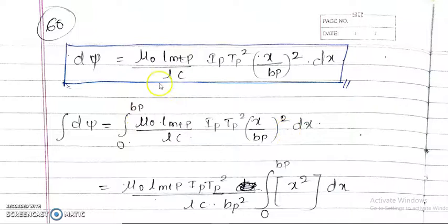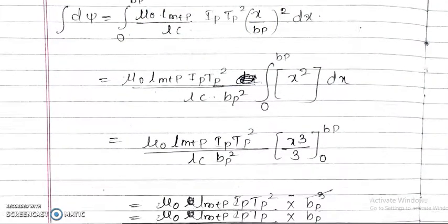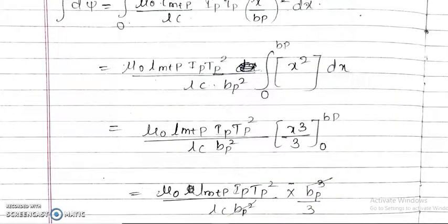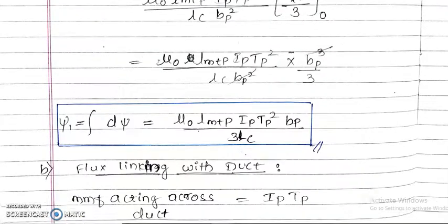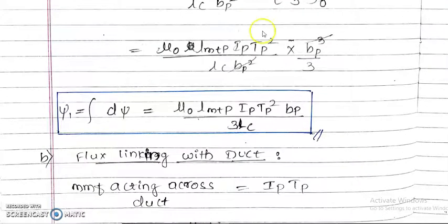That's why I told you, first we have to calculate the flux linkage of the strip, then integrate, then we will get the total flux linkage of the primary. Just integrate that, where only x is the variable. So you take all the constants to one side and integrate x here. The integration of x square is x cube by 3. Substitute the limits and you will get this equation. So the flux linkage of the primary winding is calculated.